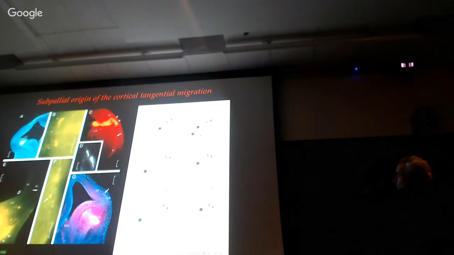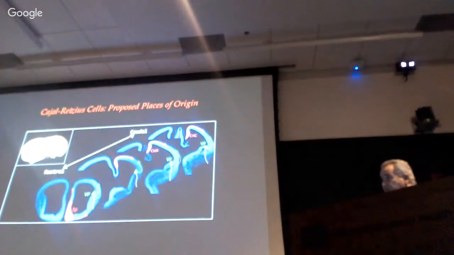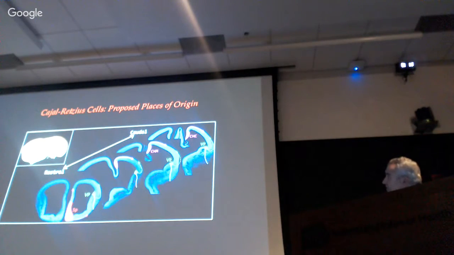And also, we want to study the development of the cerebral cortex. We need to begin to study the first layer of the epithelium, the Cajal-Retzius cells and the other cells. So, some authors propose different places of origin of this type of cells. So, this area is the septal area, the ventral pallium, and also the other structure is called the cortical hem, that is an area in the dorsal structure.